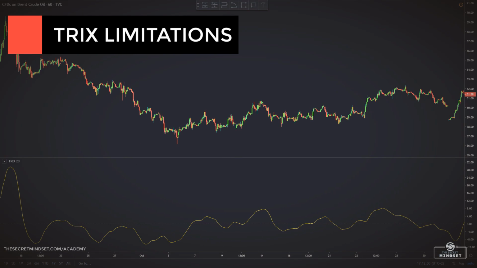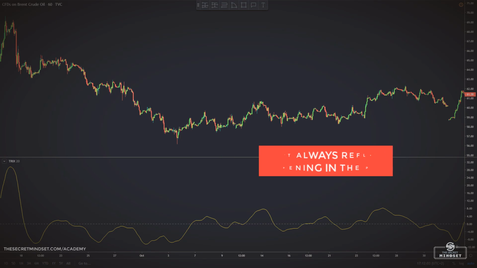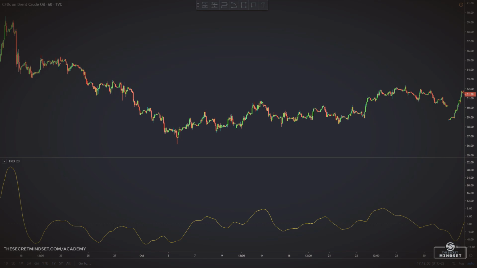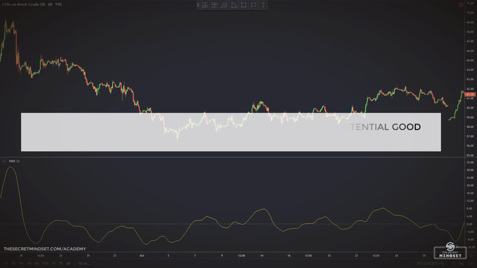Regarding Trix limitations, the Trix doesn't always reflect what is happening in the price. The price may be trending higher while Trix is trending lower. We talked before about divergences, which signal a potential end to the trend, but the trend can persist for a very long time, even on weakening momentum. Using the Trix in this situation can be deceiving and can result in missing out on some great upside potential in the price. That's why, when used alone, Trix can offer a lot of false signals.